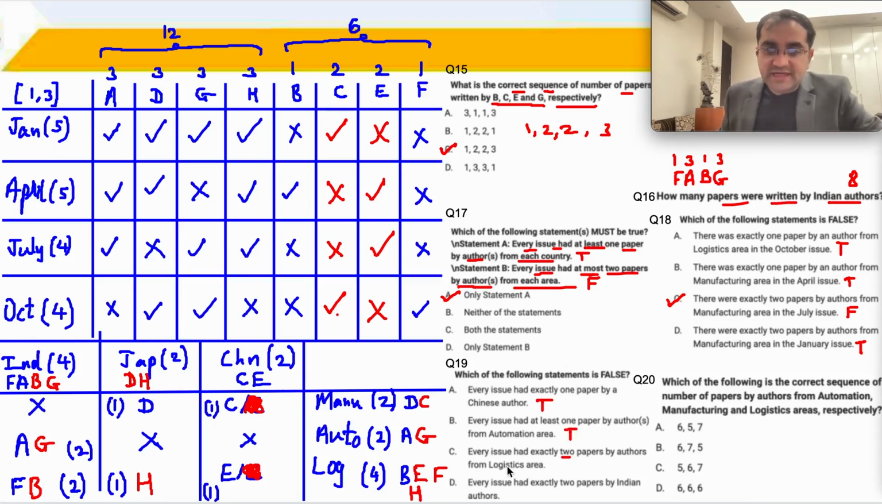Every issue had exactly 2 papers from logistics. B, E, F, H. हर एक इशू में B, E, F, H में से दो लोग हैं. B, E, F, H एक ही आया. So this is a false statement. C part is the right answer.